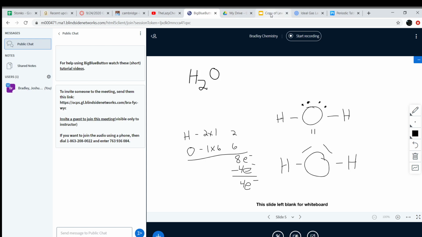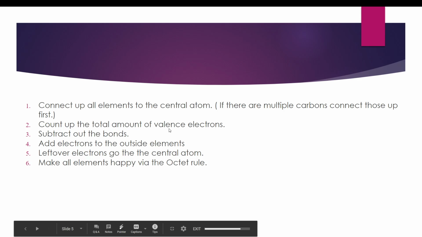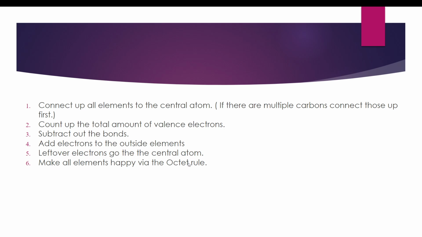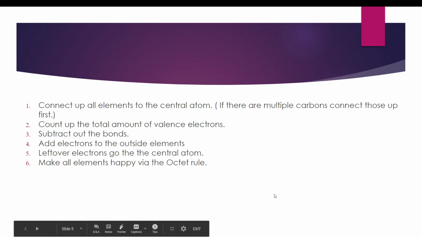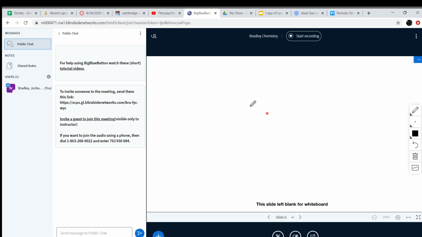So let's go back over here. I'll give you a second so that you can take a look at the rules again. Make sure you have them copied down in your notebook. And let's do another one. Let's do PCl3.